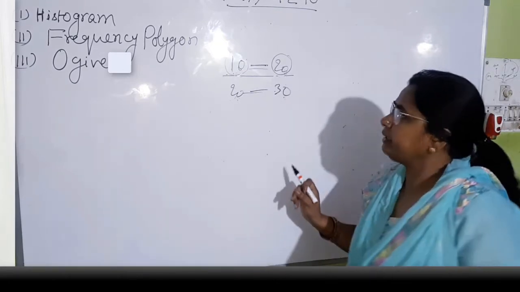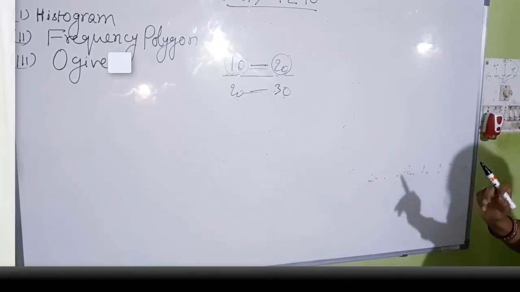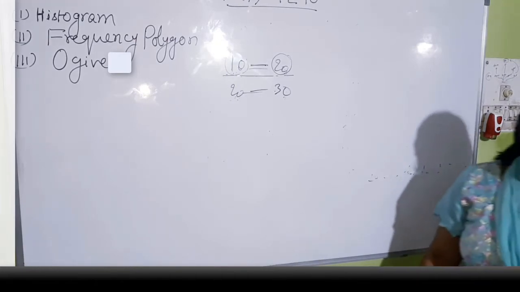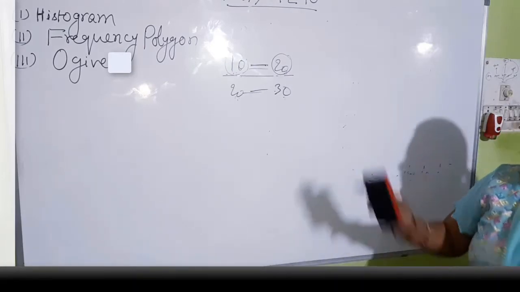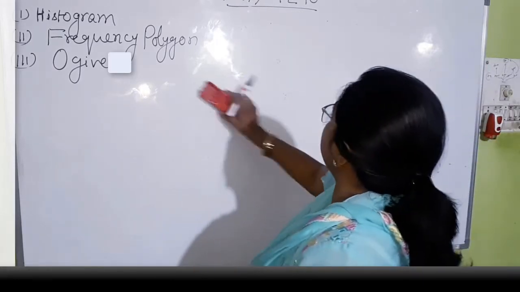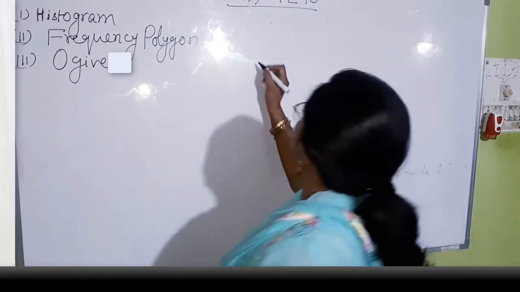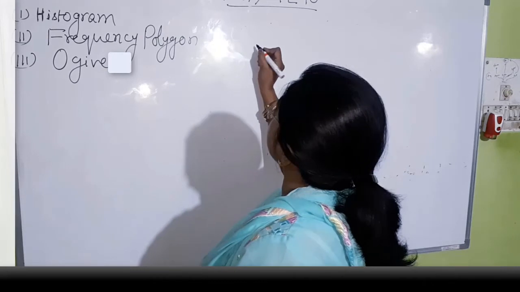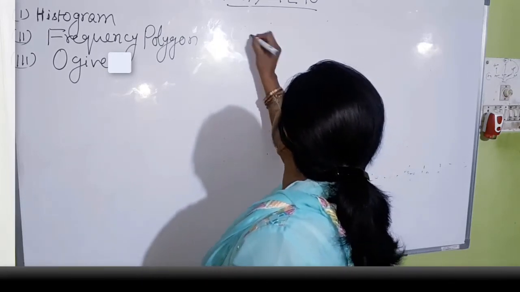Okay, next. Now, there are two types of frequency, first is inclusive and second is exclusive. There are two types of limit. Class limit, first is, two types of data.